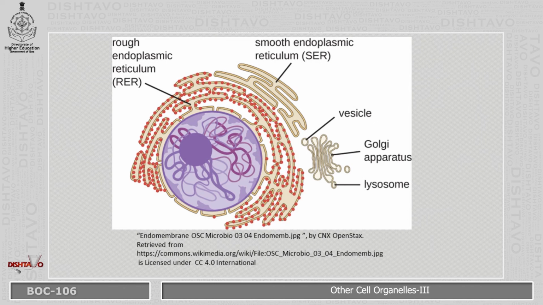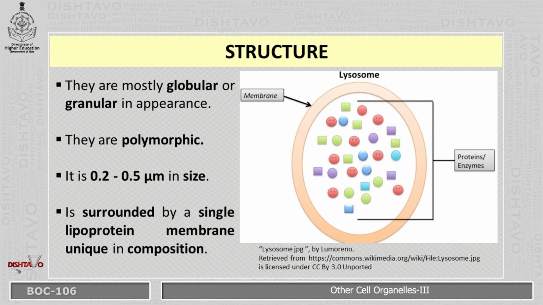Now, this is the structure which shows the endoplasmic reticulum, that is a rough endoplasmic reticulum and smooth endoplasmic reticulum. Closer to it is the Golgi apparatus, and the Golgi apparatus is releasing the vesicle and the lysosome. So this structure is actually showing you that lysosome is formed from Golgi apparatus and it is released freely in the cytoplasm. Let us see the structure.